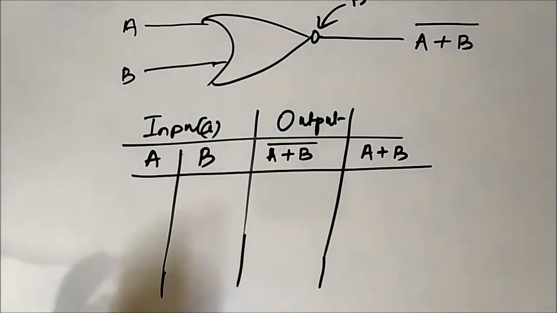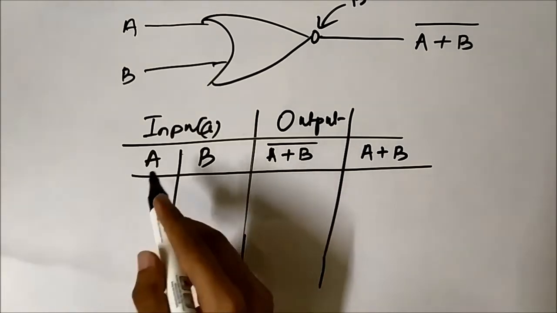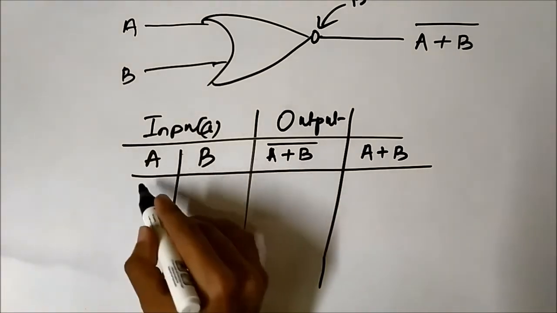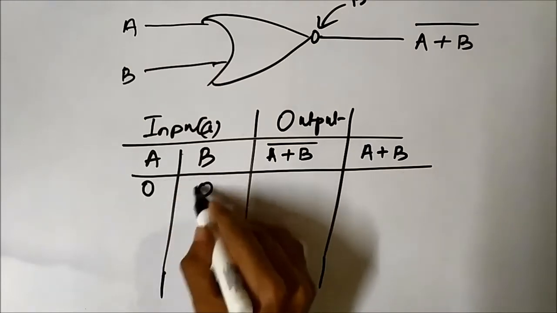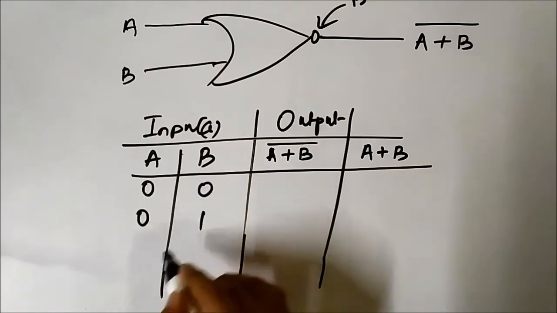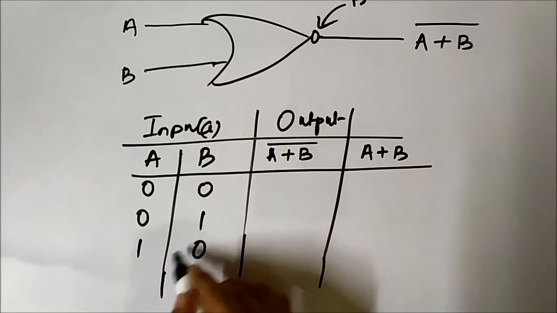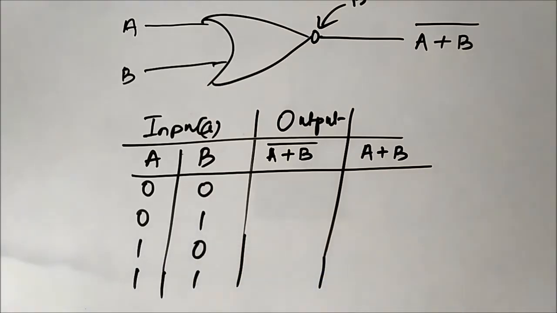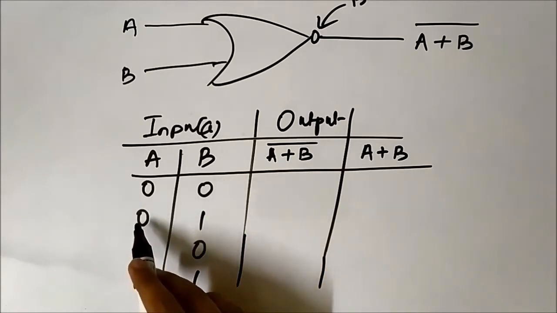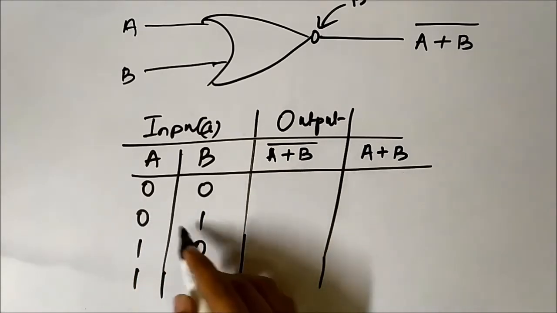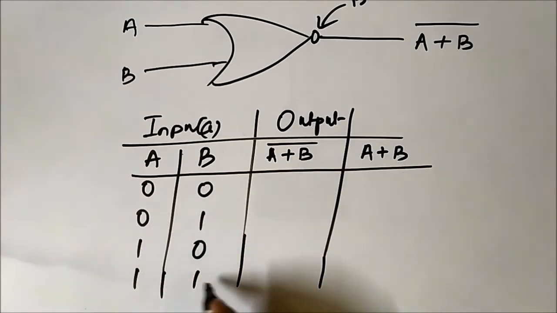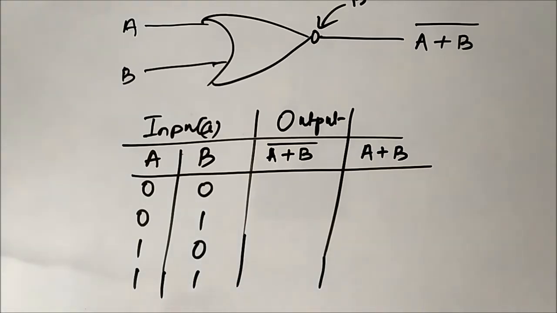As two inputs are involved, there are four possible combinations of the two inputs A and B, that is 0 0, 0 1, 1 0 and 1 1. Both the inputs are low, either one of the inputs is low and the other one is high, and both the inputs are high.